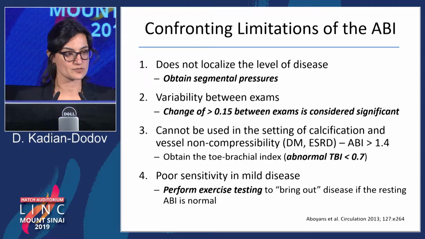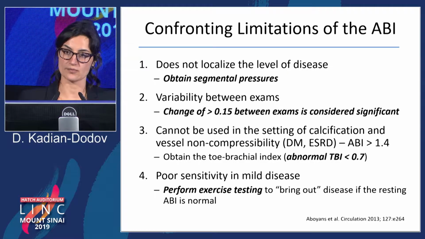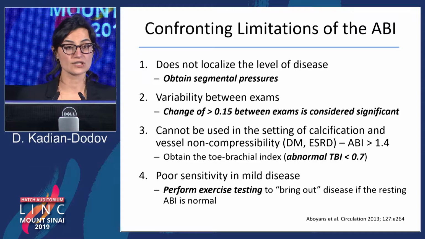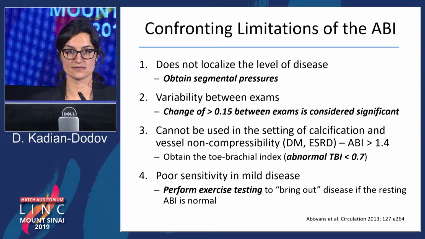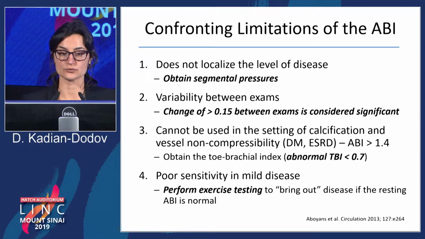And what about for those patients with vessel calcification, your diabetic or end-stage renal disease patients, or those that have an ABI greater than 1.4? In those patients, you want to get the TBI, or toe brachial index, so we can actually take the pressure of the great toe and compare it to the brachial pressure. And then for those patients that are borderline or come back with normal resting ABI, we can do exercise testing to try to bring out the disease. And I have some examples of that for you too.